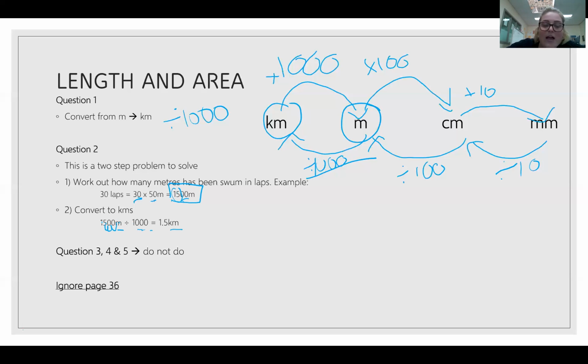Question 3, 4, and 5, we do not do, and we ignore the following page afterwards on page 36.